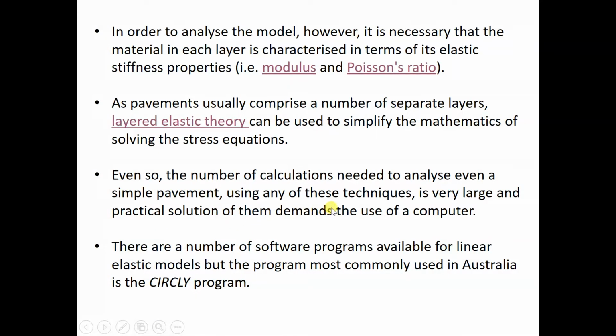Even so, the number of calculations needed to analyze even a simple pavement using any of these techniques is very large, and practical solution of them demands the use of a computer. So it's a tedious job. You don't want to do it manually. So even at the very early stages of the mechanistic approach, they made use of the computer to help do the iterations. Humanly, it's a bit hard to do, because we are talking about many iterations, hundreds and thousands of them, so they need the use of the computer to do it.